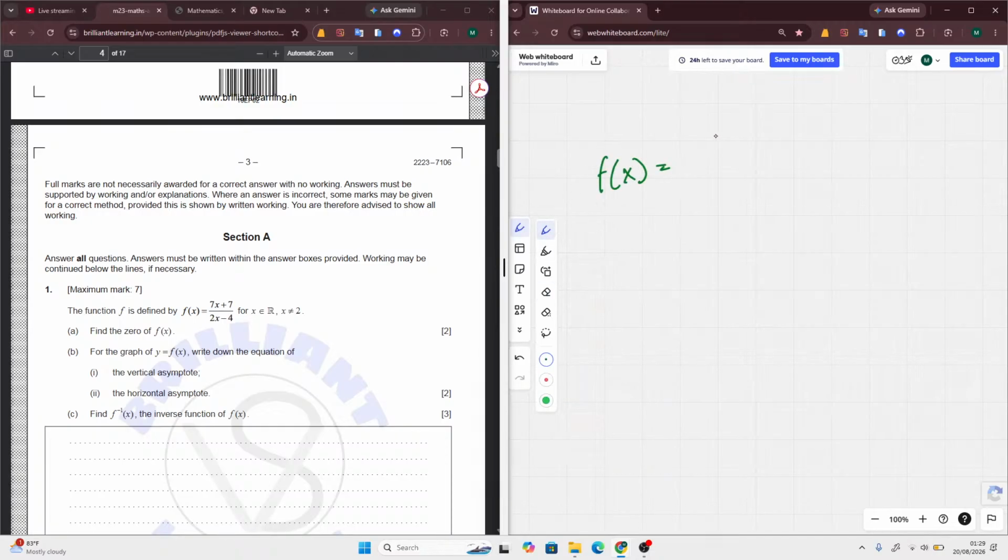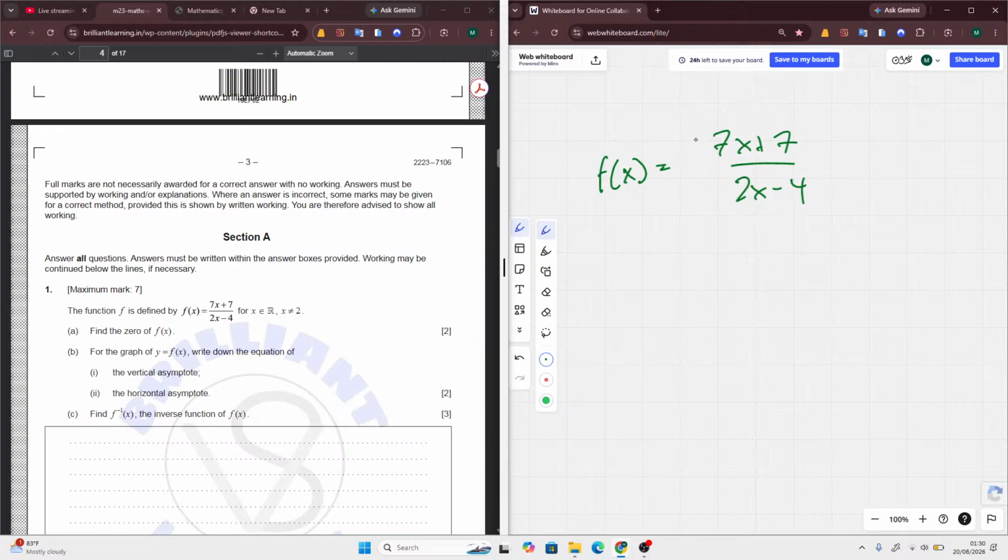f of x is (7x + 7) over (2x - 4). We're told that x is a real number and not 2. Find the 0 of f of x. So by this they mean the root. That's just going to happen when the y value of our function is 0.